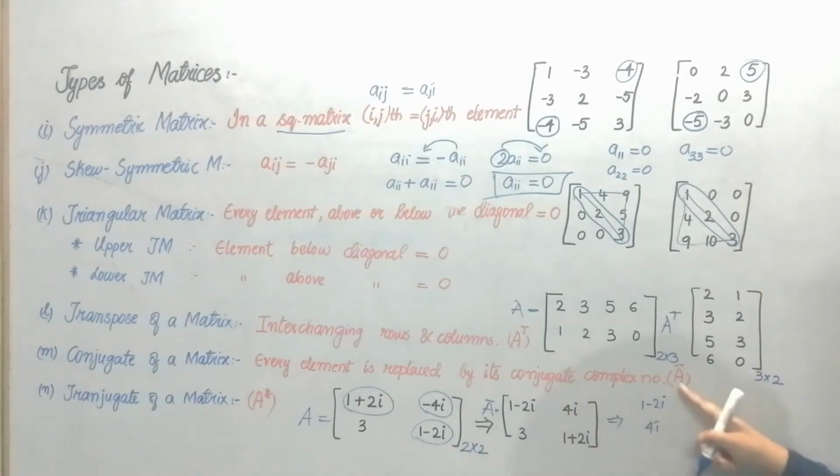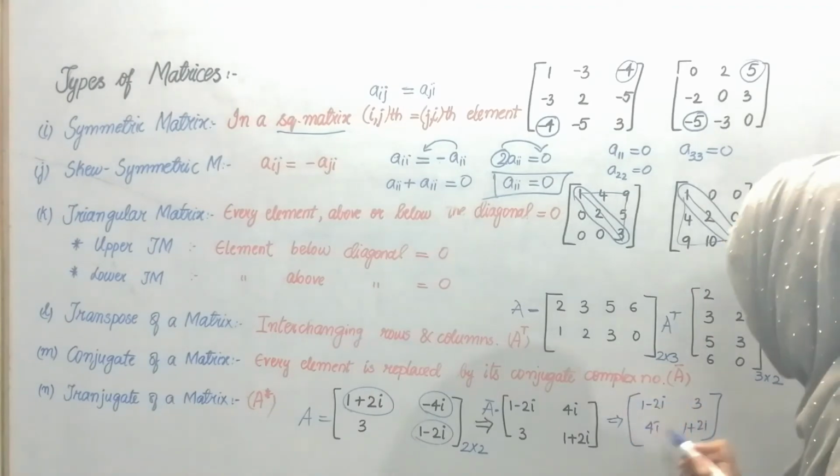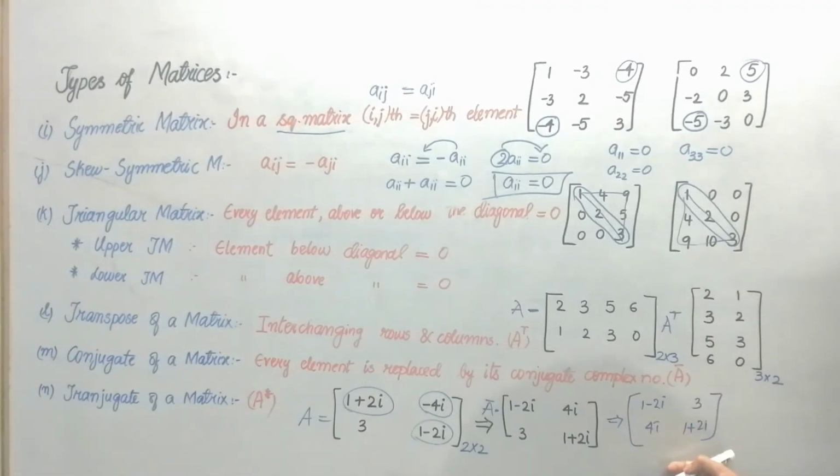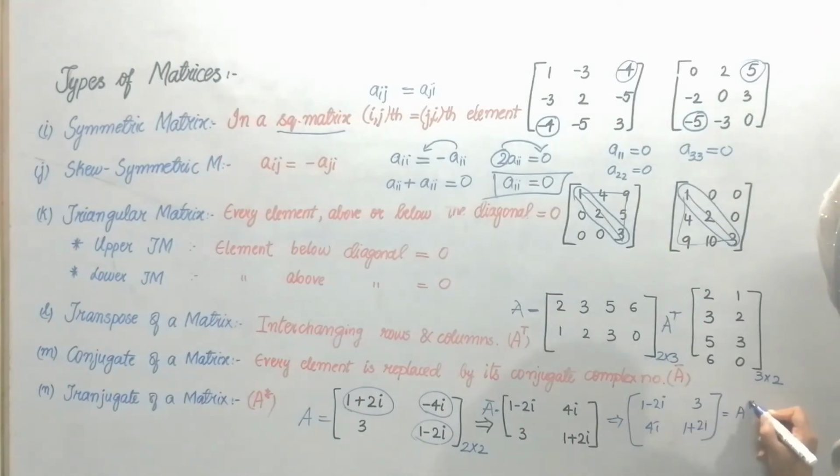The row changed into a column. Next, the second row will be changed into a column: 1 plus 2i. Okay? Now this final matrix is nothing but my conjugate matrix, which is represented with A star.